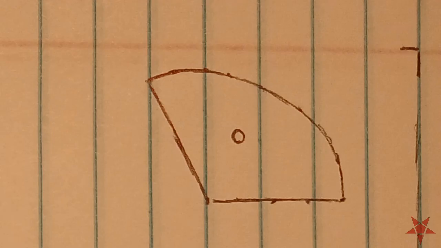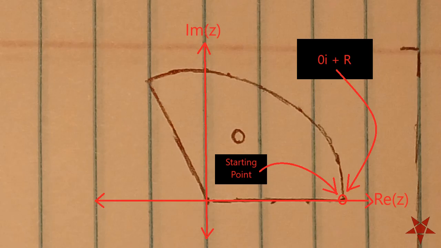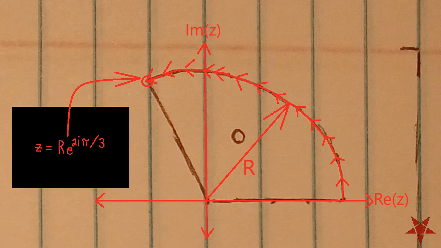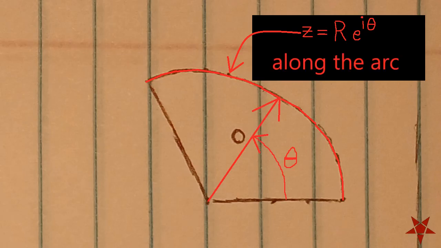Capital gamma. The starting point for the path integral capital gamma is 0 plus real uppercase R, located on the real axis. The path moves along a counterclockwise arc of radius uppercase R that ends at the point z equal to capital R times e^(2iπ/3), located in the second quadrant. As we travel along this path, z equals uppercase R times e^(iθ). Here, theta is the angle off of the positive real axis.